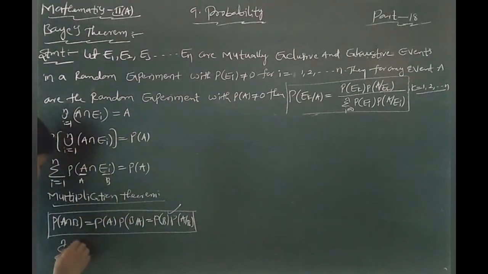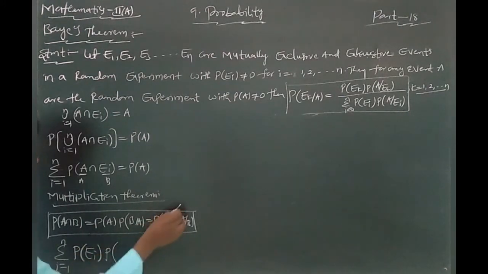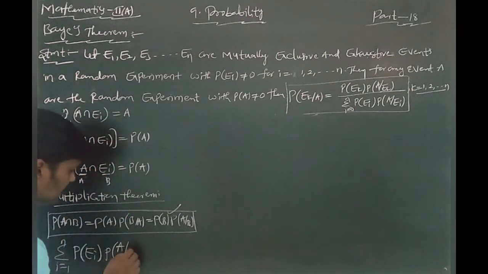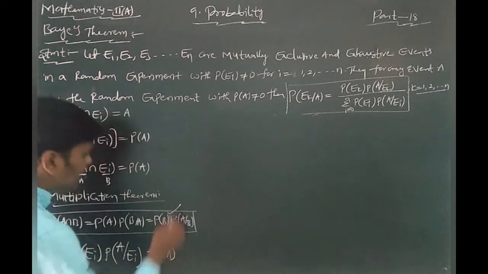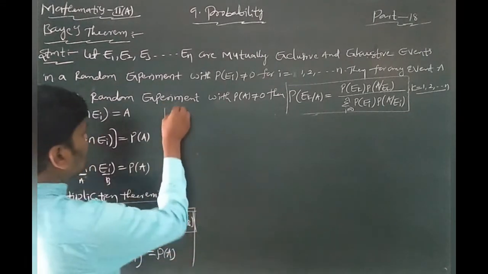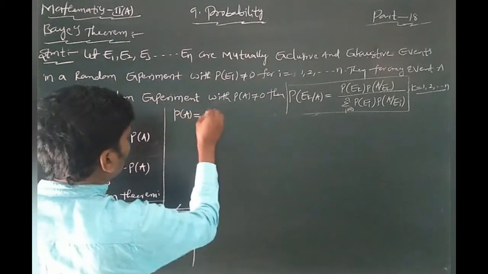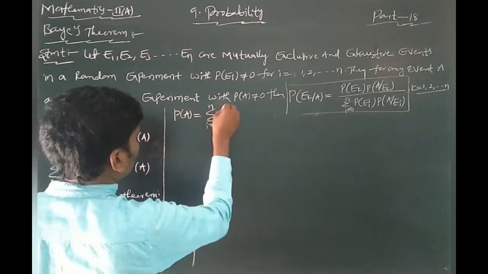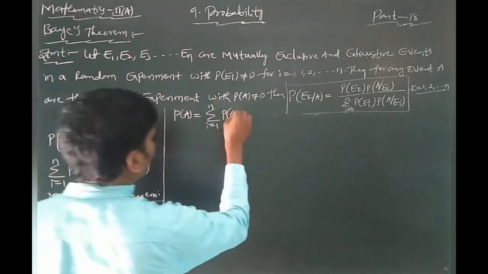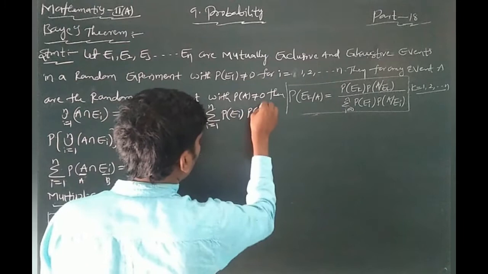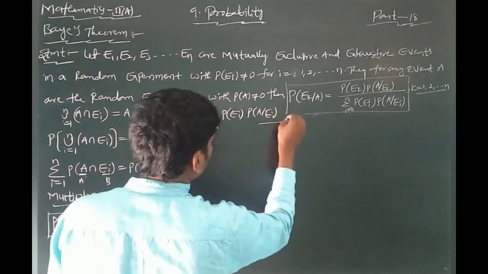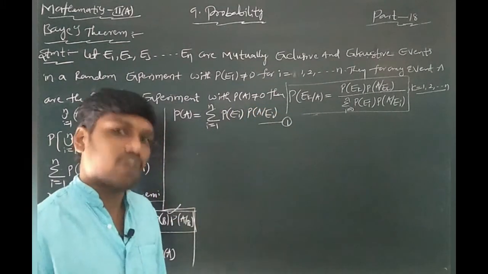What is the P of B? P of B is nothing but P of E_i, into P of A by E_i, so the sum is equal to P of A. This can be written as P of A is equal to summation of i equal to 1 to n of P of E_i into P of A by E_i. Suppose you take this as equation 1.